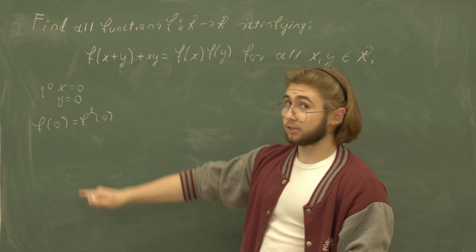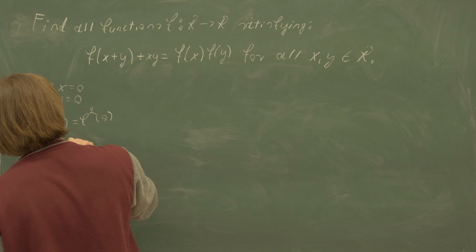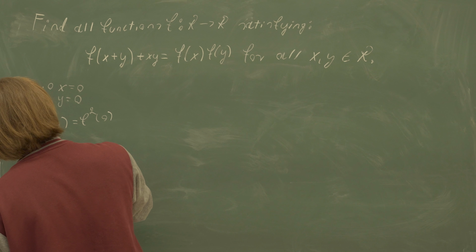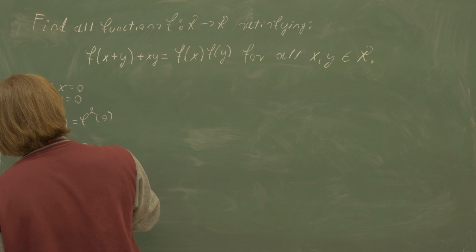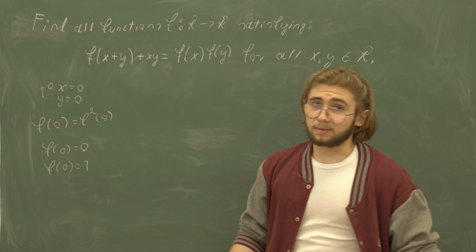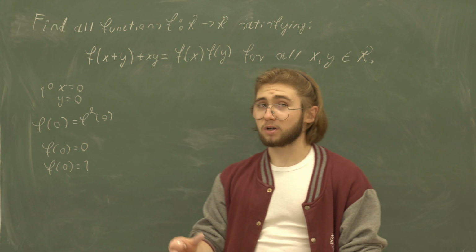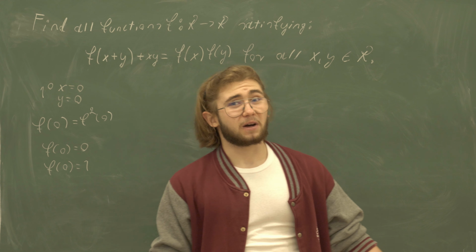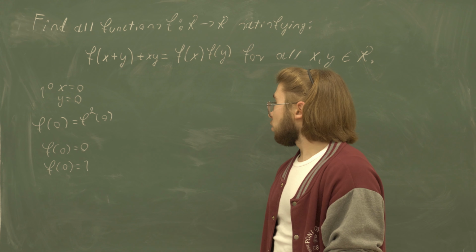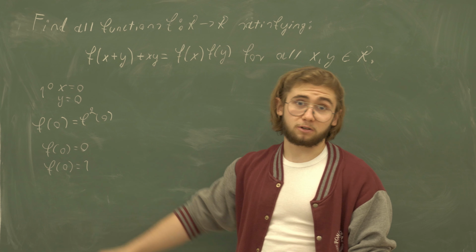That's interesting, because this gives us two options for f of 0. So f of 0 is 0, or f of 0 is equal to 1. Only one of those will be correct. They cannot both be correct because if a function maps one argument to two values, it's not a function anymore.